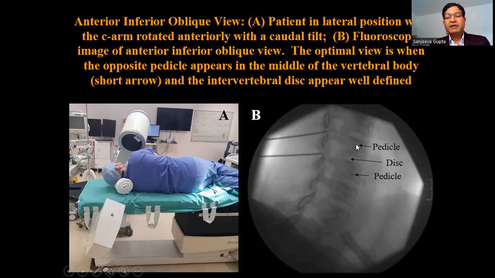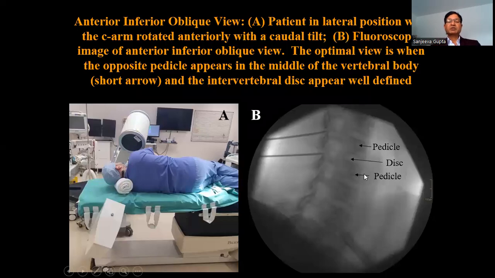Here you can see the vertebral body. That's the vertebral body, as you know. The pedicle should appear, the opposite pedicle, the ipsilateral pedicle is here. The opposite pedicle should appear in the middle of the vertebral body. Yeah, and the intervertebral disc should appear well defined.